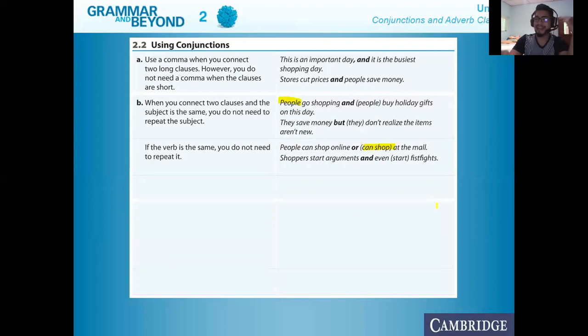Shoppers start arguments and even start fistfights. There are some cutting prices and hoping to sell more.